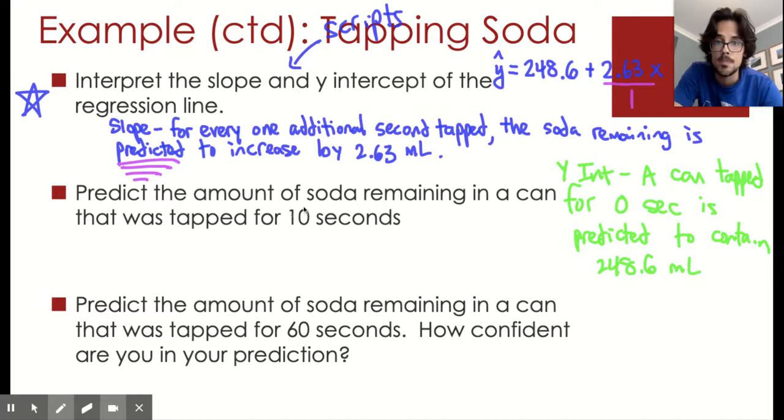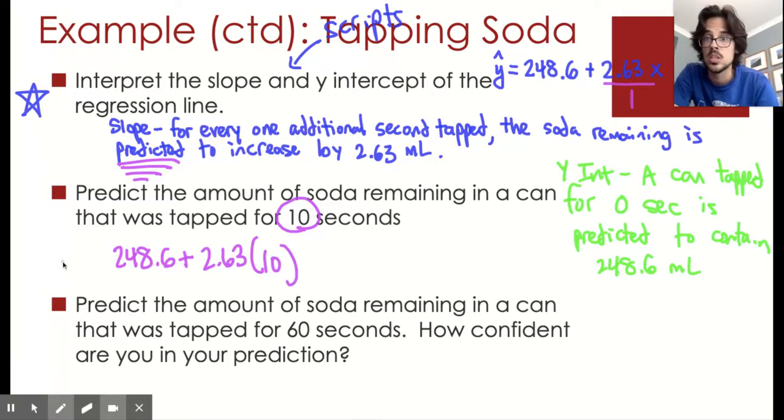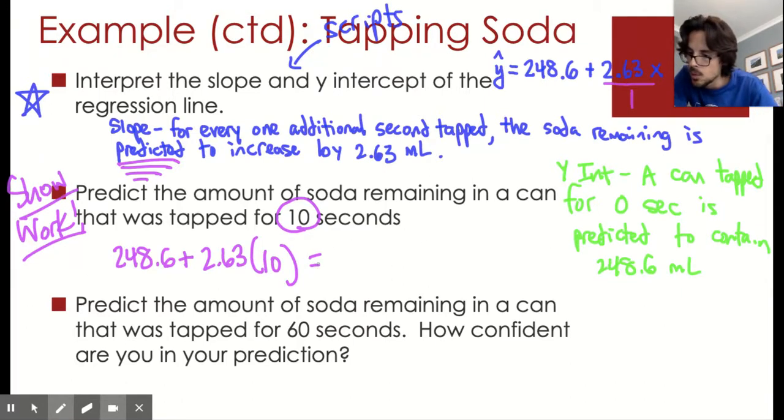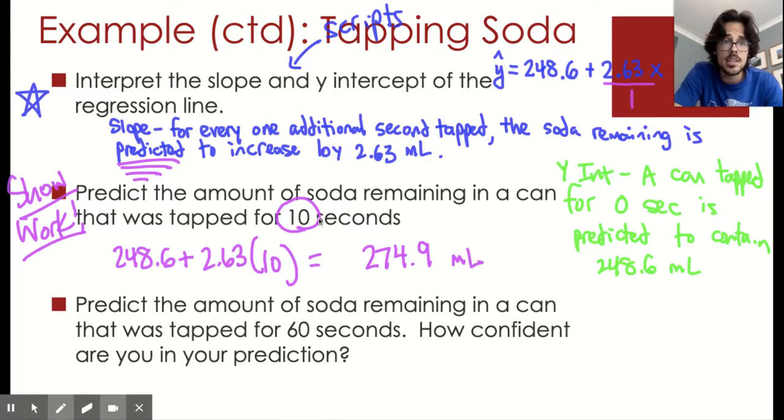Problems can ask you to actually make predictions when they give you a value to plug in for x or for y. And this, again, is just algebra style. If they give me 10 seconds, that is an x. Make sure on problems like this that you show your work. If you don't show your work, you will usually lose credit. So show work for problems like this. And if you do that, you can just type this into a calculator. For that one, you're going to get 274.9 milliliters. So if you tap a can for 10 seconds, it's going to have about 274.9 milliliters.